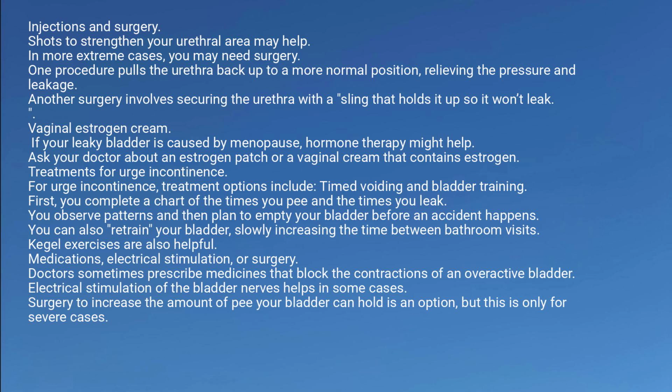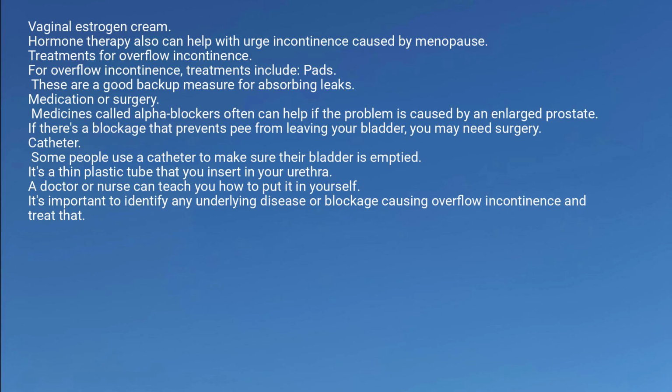Medications, electrical stimulation, or surgery. Doctors sometimes prescribe medicines that block the contractions of an overactive bladder. Electrical stimulation of the bladder nerves helps in some cases. Surgery to increase the amount of pee your bladder can hold is an option, but this is only for severe cases. Vaginal estrogen cream. Hormone therapy also can help with urge incontinence caused by menopause.